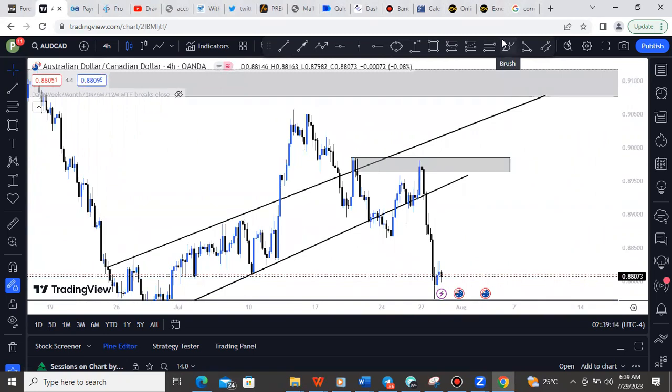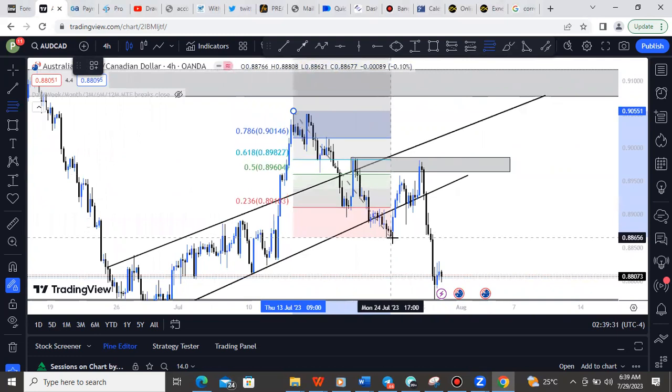Maybe I need extra confirmation of this particular zone, so I'm going to use my fib tool. With my fib tool, I love using the 61 and then the 78. Taking my fib tool over here, now I am selling. So when I'm selling, I put it on the high first and then on the low.